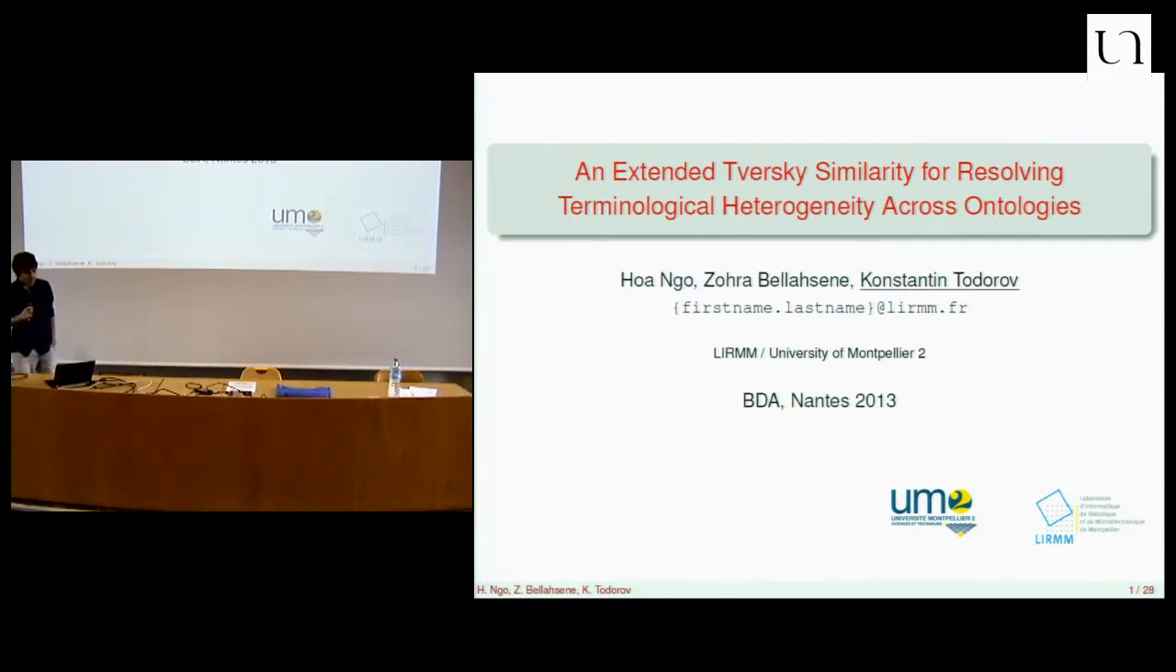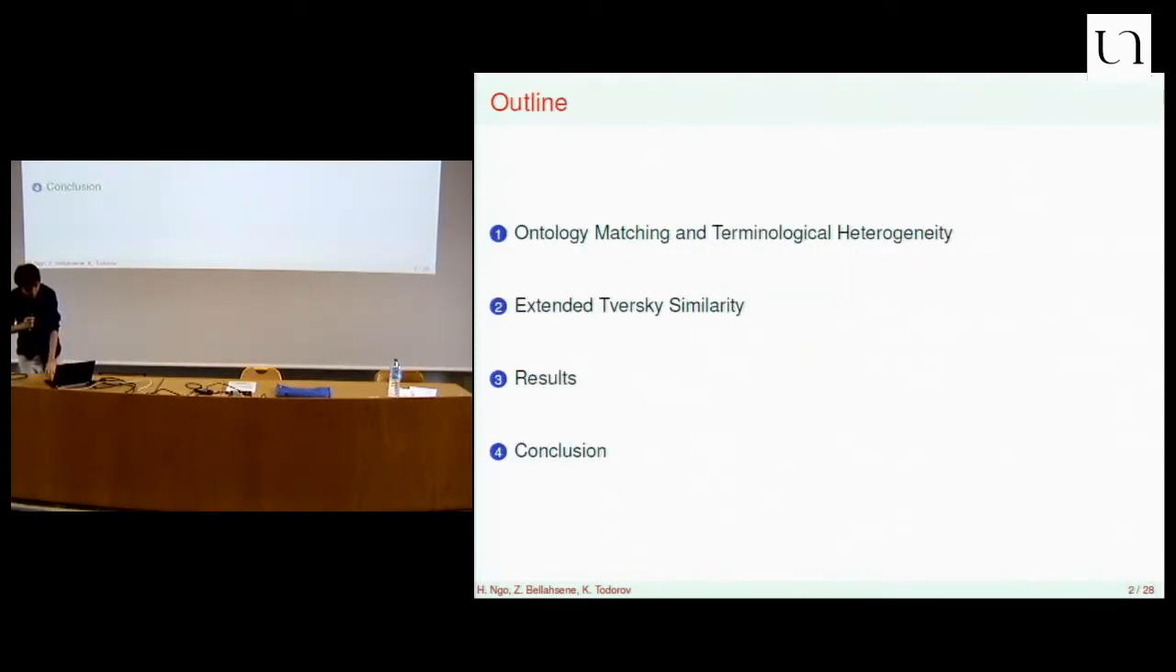So this is a work which focuses on a particular problem in the ontology matching field. And particularly, we focus on the resolution of one certain kind of terminological heterogeneity across two different ontologies. And this work has been mainly done by our PhD student, Owen Go, together with myself and Zohra Bellahsene.